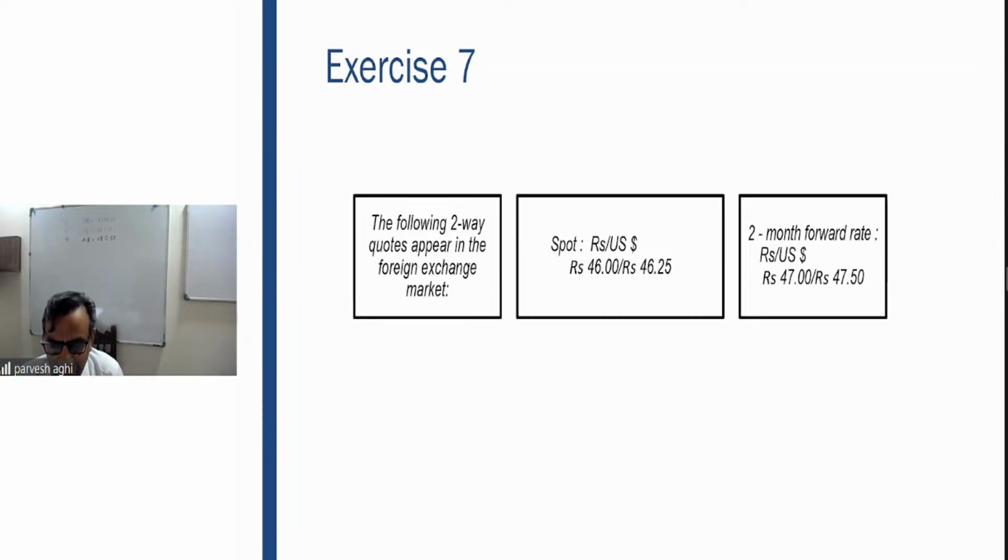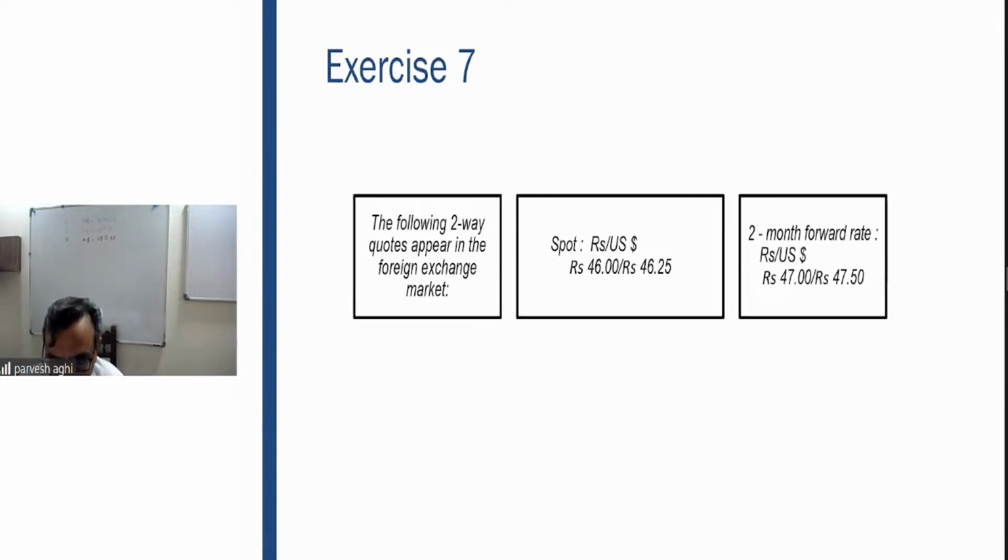Now we can understand this is a very old quote. Now the dollar is close to about 83 rupees. But about 5 or 6 years back, the dollar was trading at 46 rupees. So let's understand the concept rather than the rates. Now we know that $1 is equal to so many rupees. And the 2 months forward rate is also given to you. So two rates are given to you. One is the spot rate, another is the 2 months forward rate.